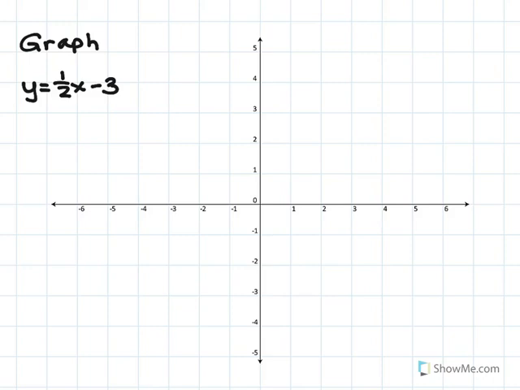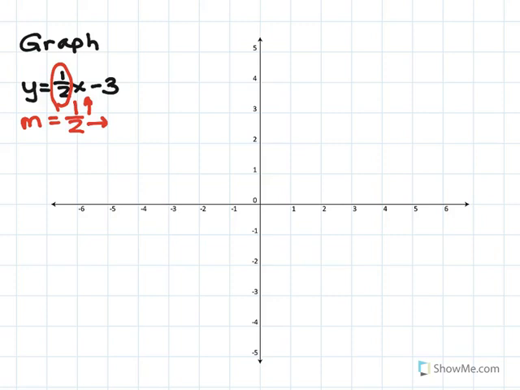So the first topic we're going to talk about is how to graph an equation of a line. When you graph an equation, we are given two pieces of information. The first thing we're given is the slope, that's m, and slope is the number that's in front of the x, so 1/2. Now with slope, if it's positive, you move up and then you move to the right. If it was negative, we would move down and also to the right.